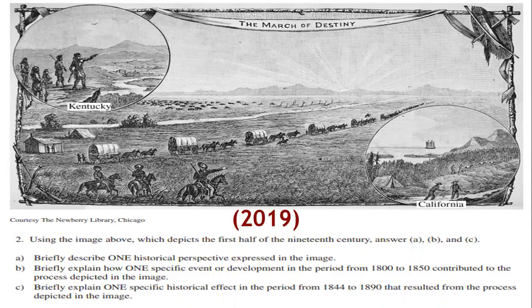Briefly explain how one specific event or development in the period from 1800 to 1850 contributed to this image. So you got to name something between 1800 and 1850 that's going to lead to us moving out west, trying to achieve manifest destiny. There's many things that you can name, okay? And then C, briefly explain one specific historical effect in the period from 1844 to 1890. Notice it allows you to go from 1844 all the way through 1890. So really that's kind of like Polk and his administration all the way up through. There's a reason that 1890 is sitting there.